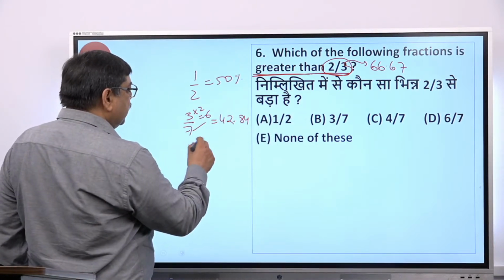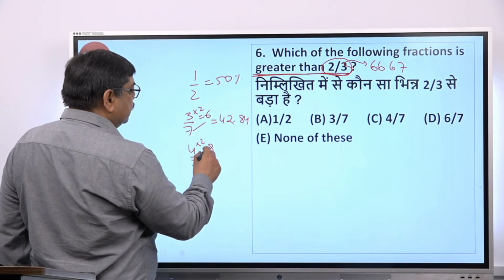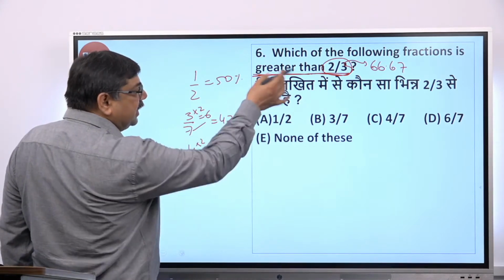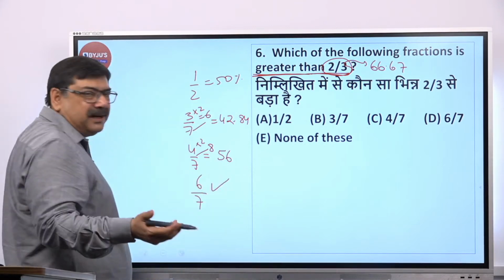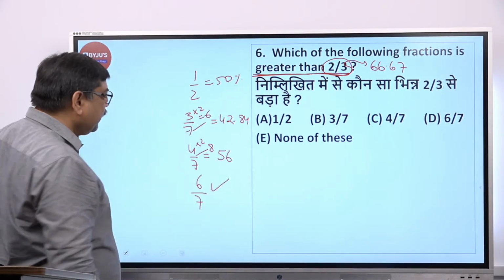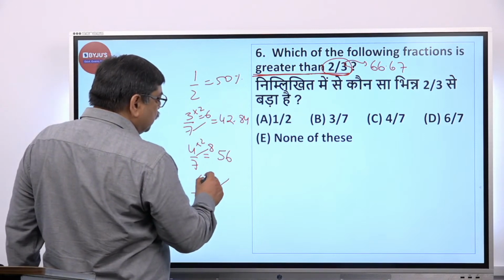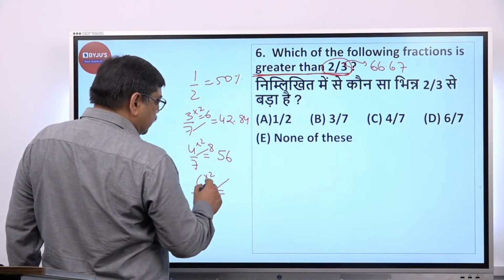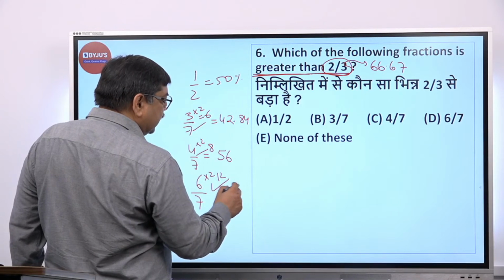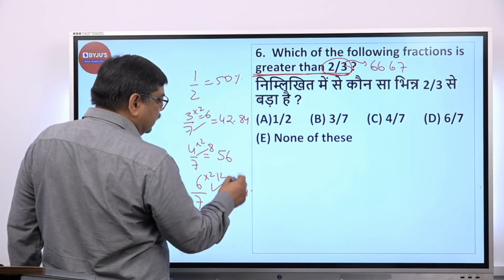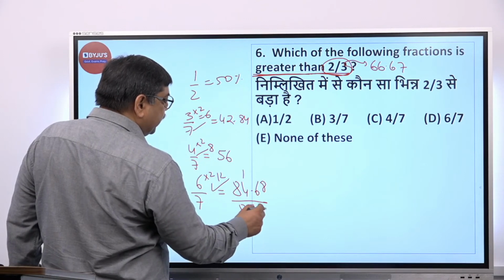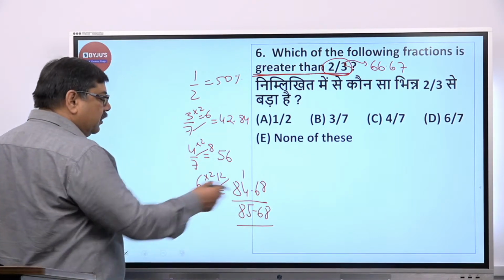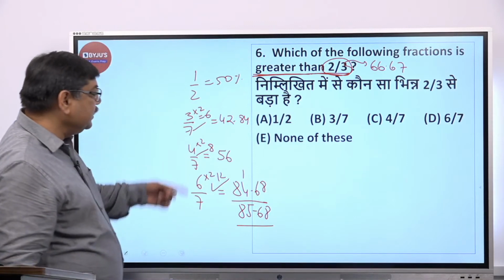So, 4 into 2 is 8. So, 7 8s are 56. So, again lesser than 66. No? Then obviously 6 by 7 is our natural choice. Should not be a problem. Anyhow, 6 into 2 is 12. Okay, so 7 into 12, 84. So that is nothing but 85.68. Anyhow, don't need to do that. Here the difference is the least.